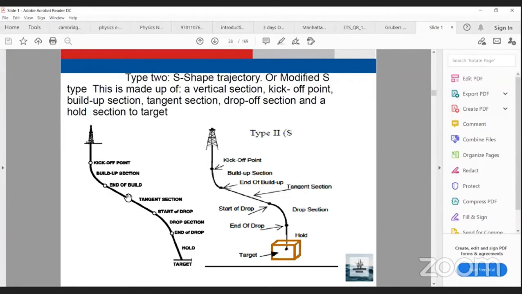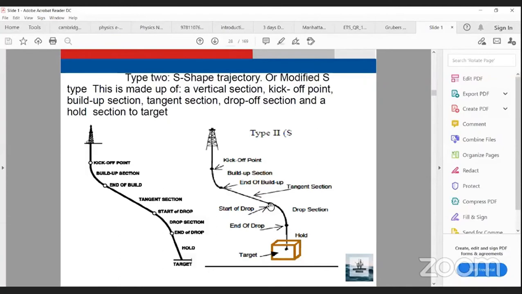Another type from the S shape is called the modified S shape. What is the difference between S shape and modified S shape? The modified S shape starts with the same thing, a vertical section until I reach the kickoff point. Before the kickoff point, the angle is 0. After the kickoff point, the angle starts to increase until I reach the end of the build-up section with the target angle. Then I will keep the angle constant until I reach the start of the drop section.